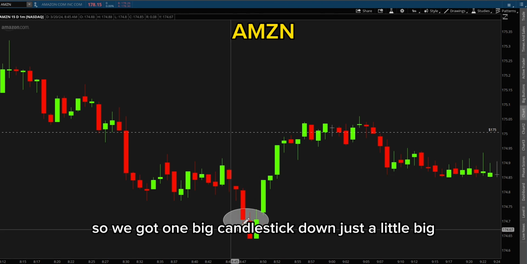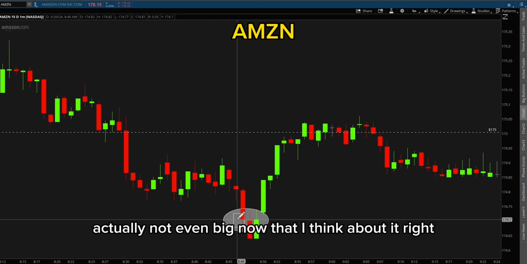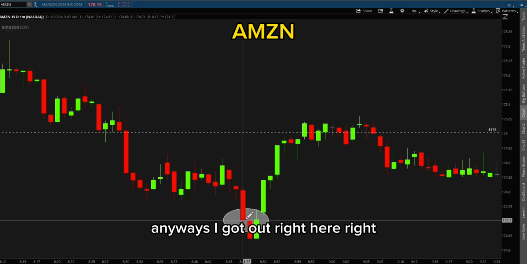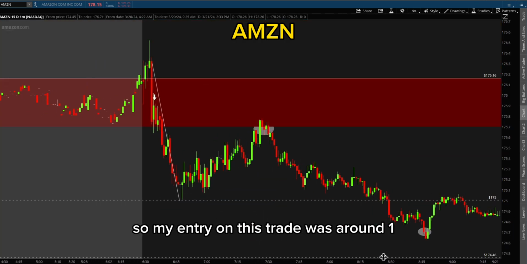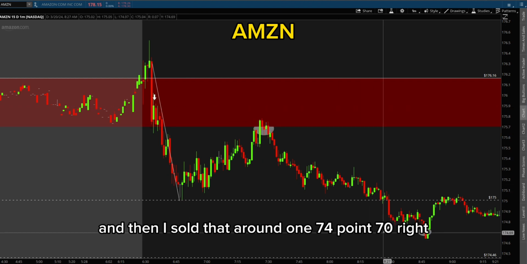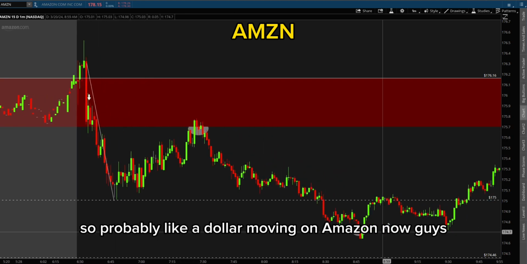And then we got one big candlestick down, just a little big, actually not even big now that I think about it, right? Anyways, I got out right here, right? So my entry on this trade was around 175.80 or 90, and then I sold at around 174.70. Right, so that's where I sold. So probably like a $1 movement on Amazon.